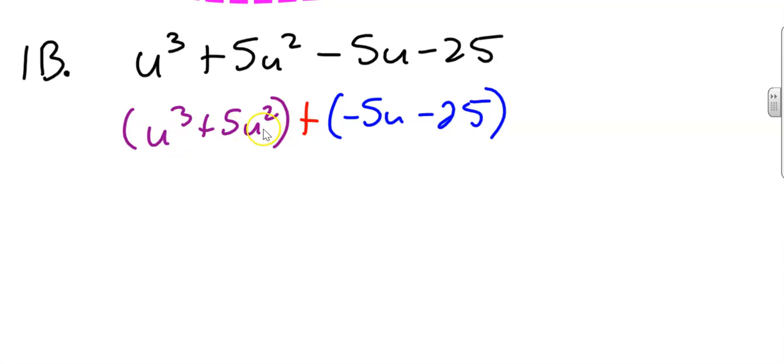Okay, u to the third and 5u squared. U squared is about all you can take out. That'll leave you with 1u here. You take out the u squared, that'll leave you with a 5 here.